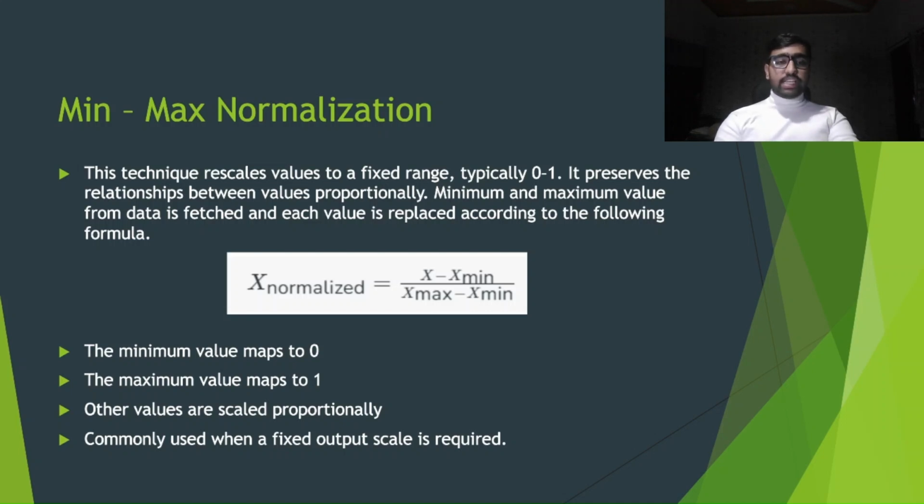The formula for it is x normalized equals x minus x min upon x max minus x min. Here x normalized refers to the normalized value of the data. X refers to the value of data which is not normalized. X min is the minimum value of the data feature x in our given data, and x max corresponds to the maximum value corresponding to our data feature x. The minimum value maps to 0, the maximum value maps to 1. Other values are scaled proportionally. It is commonly used when a fixed output scale is required.